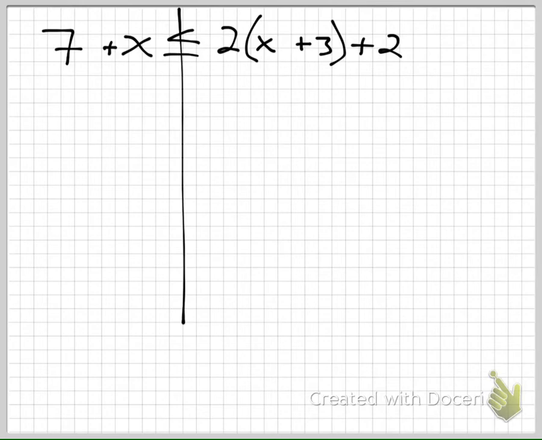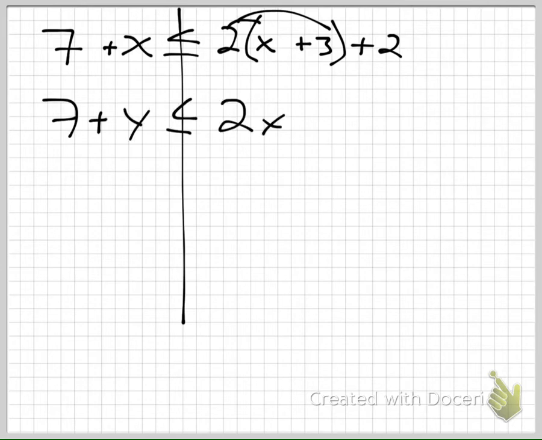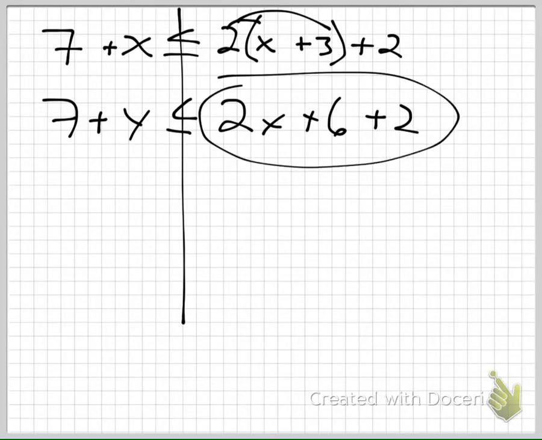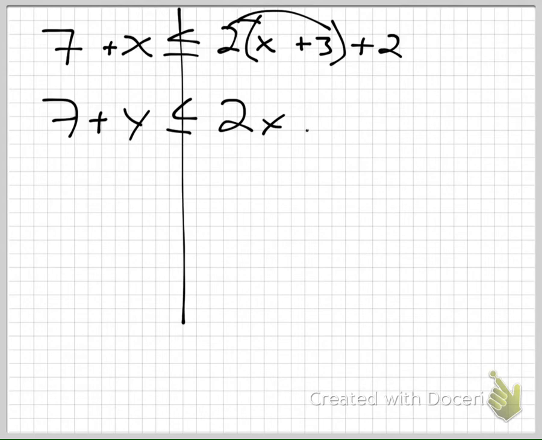Before we start moving people from one side of the house to the other, we have to clean house. We've got to clean each house to make it clean enough so that we can start swapping. Is there anything to do over here? No. Over here? Yes. 7 plus x less than or equal to 2x plus 6 plus 2. Is there anything else to do? Yes. Instead of plus 6, it would be plus 8.